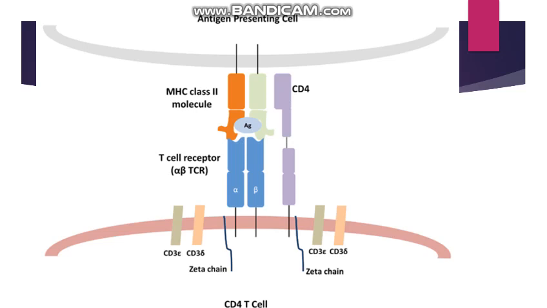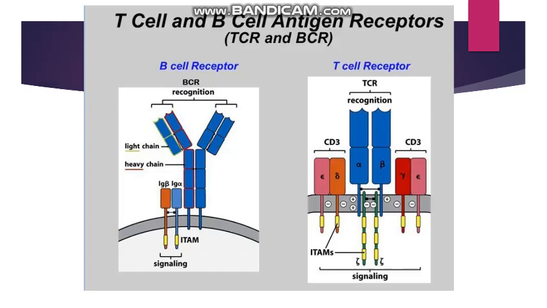So in this video we have seen the basic structure of T cell receptor and its signaling. This picture explains the comparison between B cell receptor and T cell receptor.